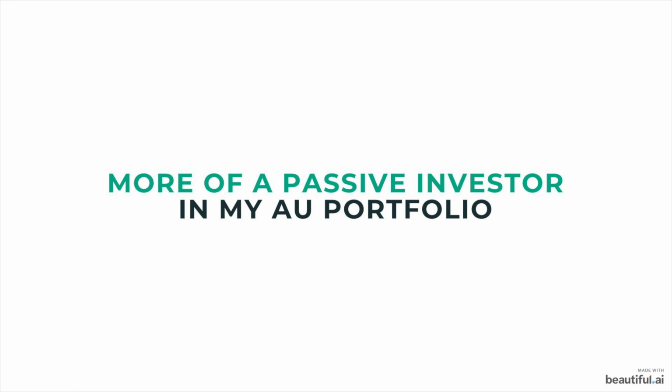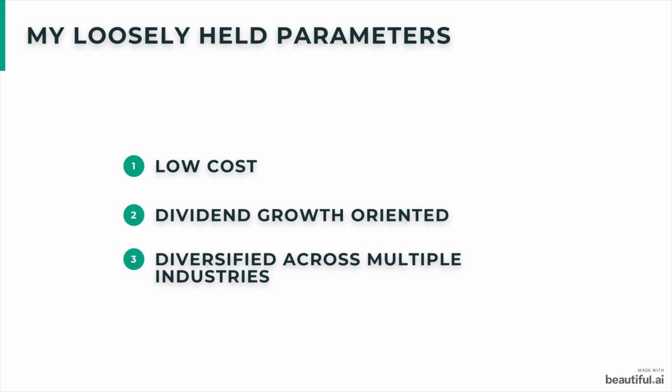So my parameters when it comes to my Australian portfolio is as low cost as it possibly can be, dividend growth oriented, unless there is a stock I want to own exclusively, then so be it. And make sure that I diversify across multiple industries.